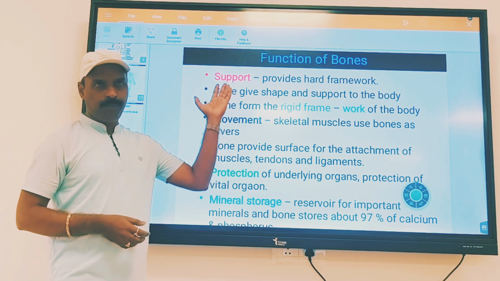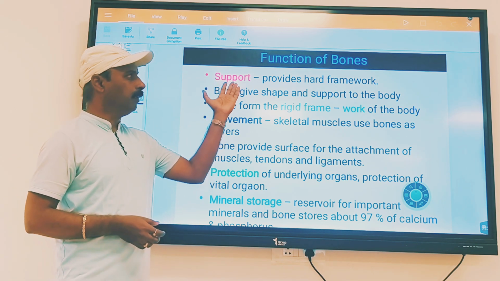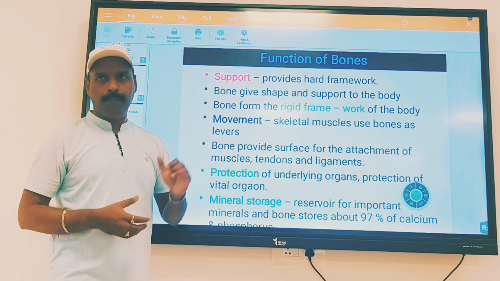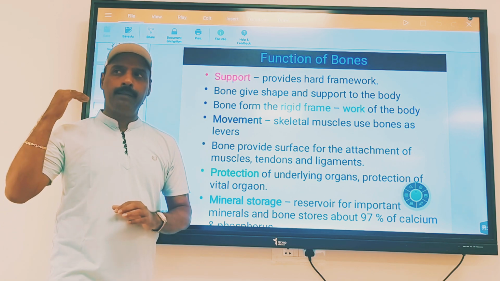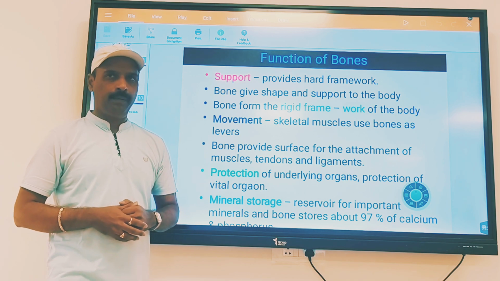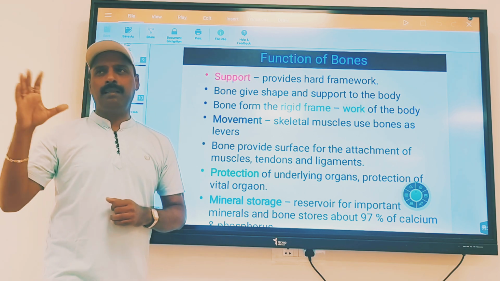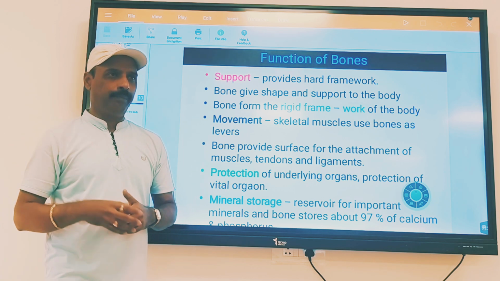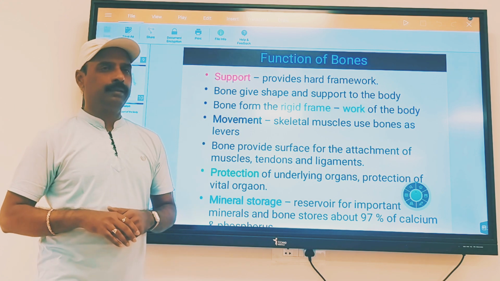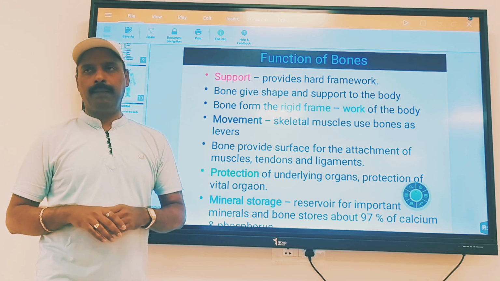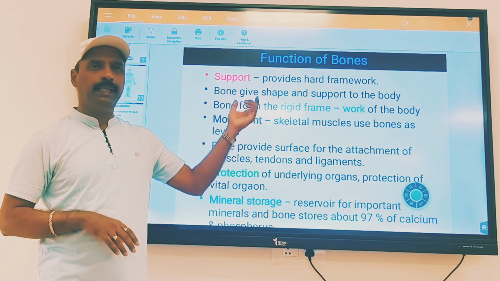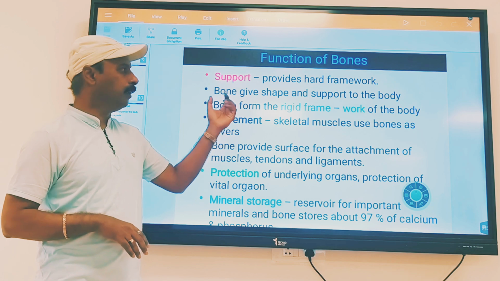As you know, it gives support to the body, and it is a very hard framework of the body. That is very important. This is the way you have to explain when a function is asked. Not like irrelevantly telling any one thing. Most important first, then you can go to the less important functions. First remember, then you have to explain each one with your own meanings. That is very important.